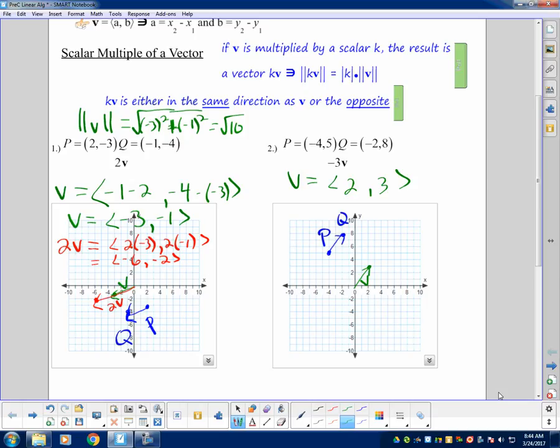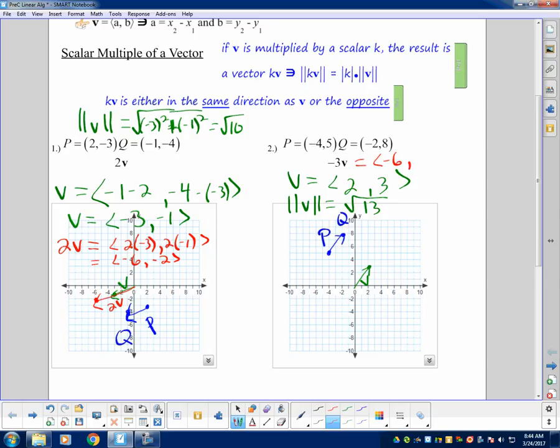Magnitude of V, we could probably do that in our heads as well. It is equal to the square root of what? 2 squared, 3 squared? Good. There we go. We got it. And then if I want to find -3V, how is that going to compare to V here? It will be negative, so it's going to send it in the opposite direction. And so it's going to look like this.